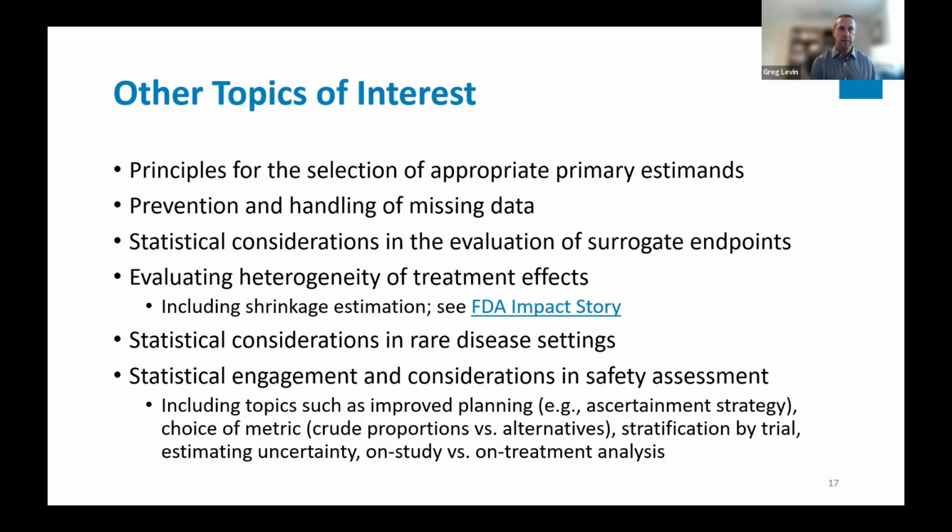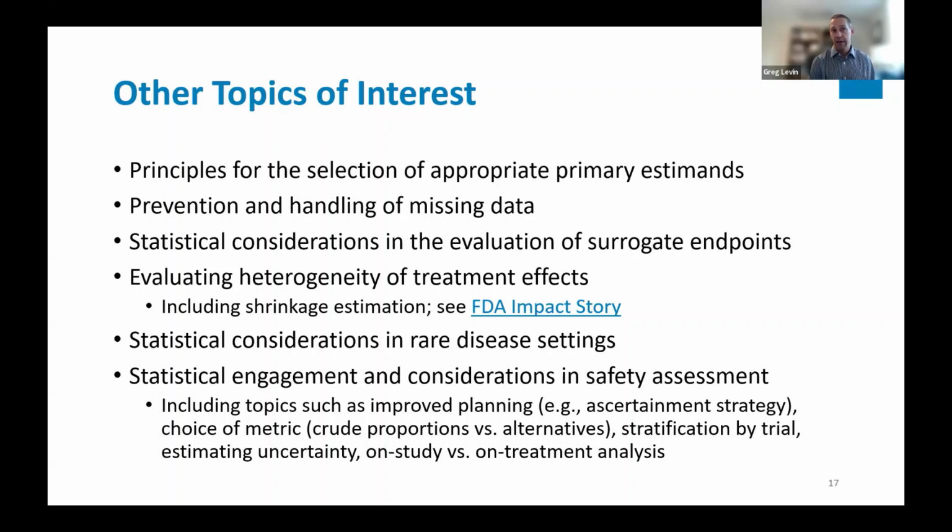And I think there's a lot of value that we can bring to the table in the planning stage and also in the analysis and interpretation stage. And this includes things like thinking through how information should be ascertained in the trial on an important safety outcome, like the use of routine open-ended adverse event reporting versus having more targeted questions, versus collecting additional data or having an independent adjudication process. The choice of metric for quantifying risks, so the use of crude proportions versus alternative approaches like Kaplan-Meier estimates or incidence rates or time to event analyses.